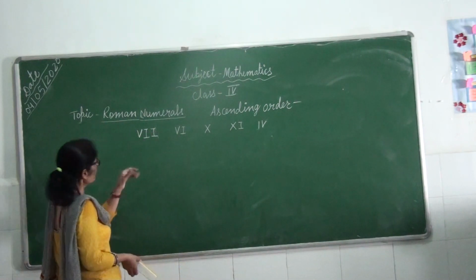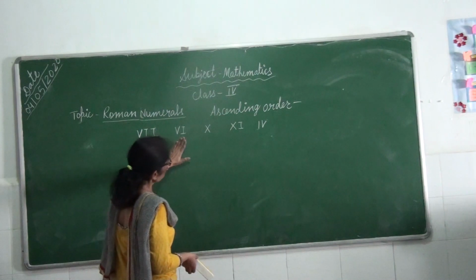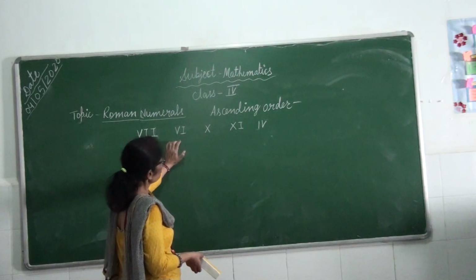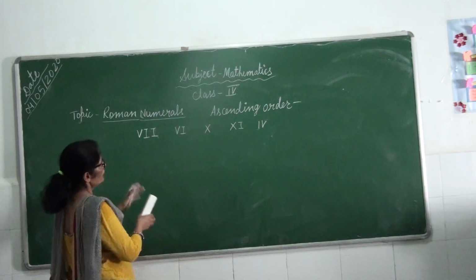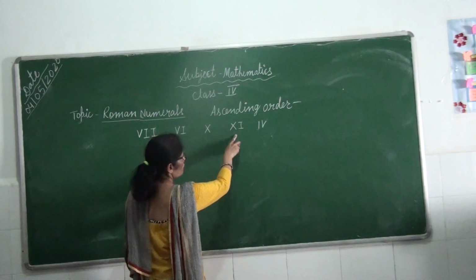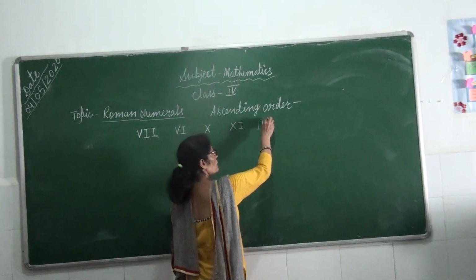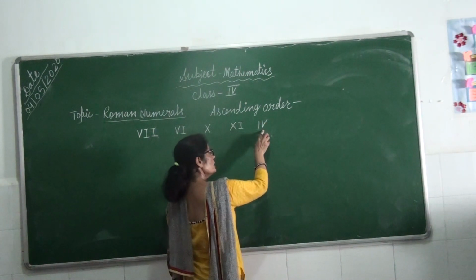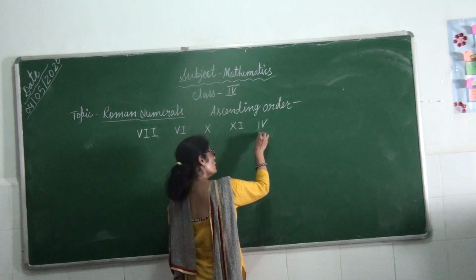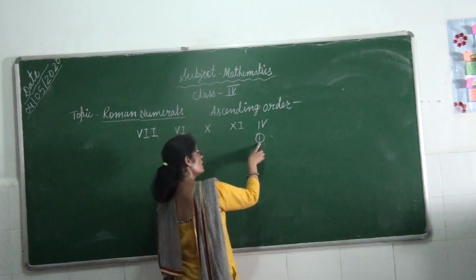Then we can see here which number value is very less. सबसे छोटा हमारा रोमन न्यूमरल्स यहाँ पे कौन सा है. We can see this is for 7, 6, 10, 11 and 4. This number is 4. So we can write this Roman numeral first. So we are doing numbering first. सबसे पहले हम numbering कर लेंगे.